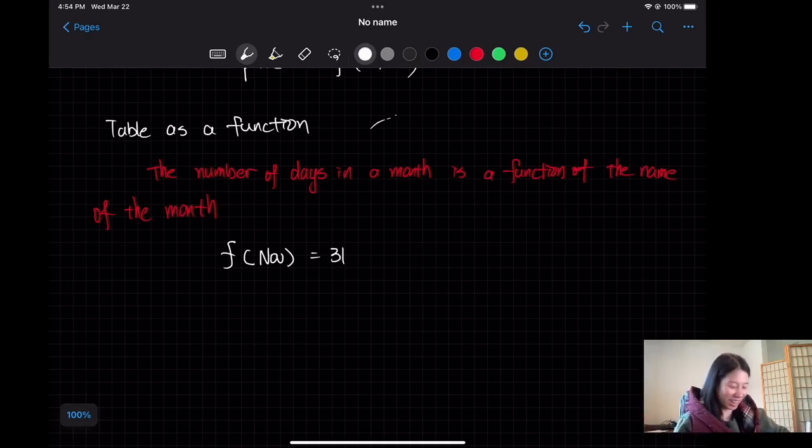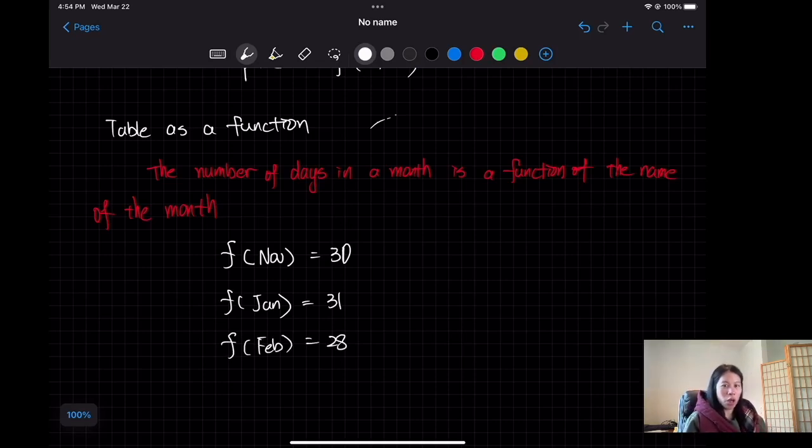13 days, I'm sorry, 13 days. So if we put January, the output would be what? 31 days. If we put February, in general, it will be 28 days. So how can we write it as a table?